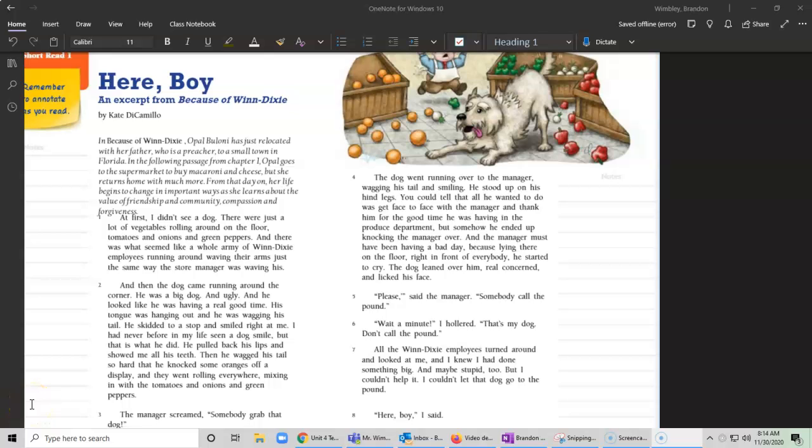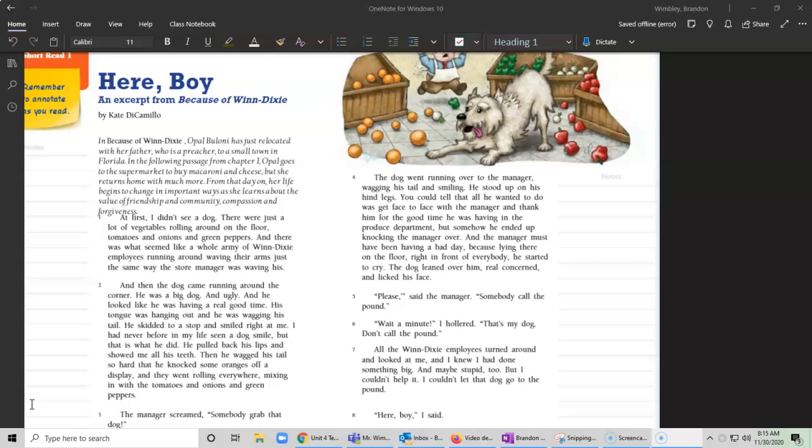So class, we made it to our new unit. Our new unit is on point of view. So you might remember point of view from earlier grades like third, second, with point of view being first person, third person. First person being, I am going to the store today, while third person being someone else is doing it, like he is going to the store.